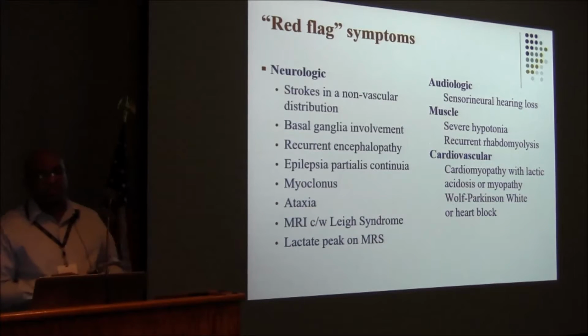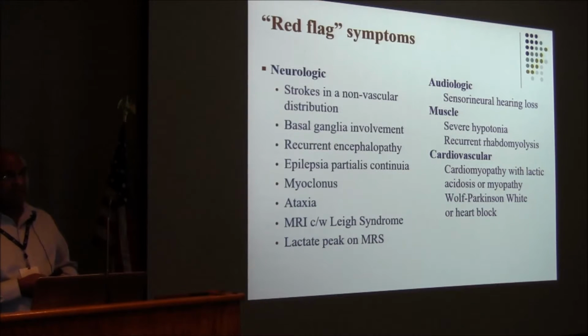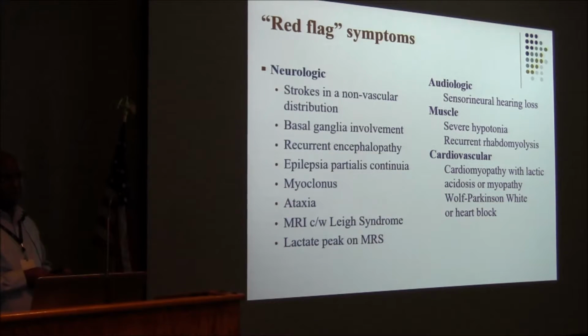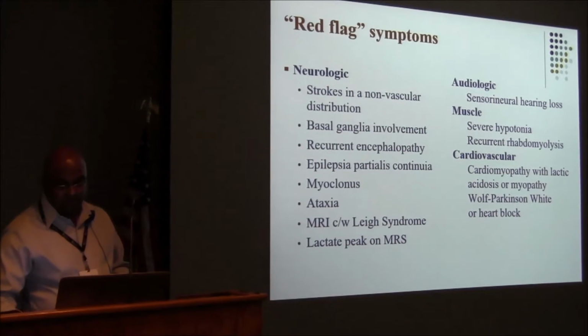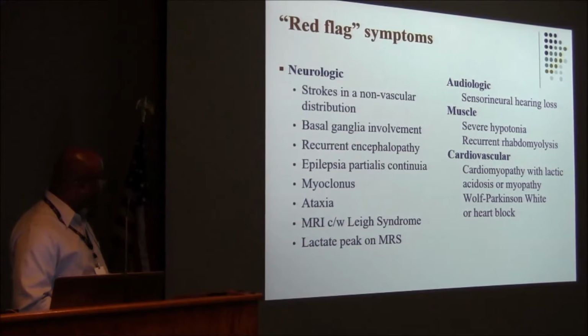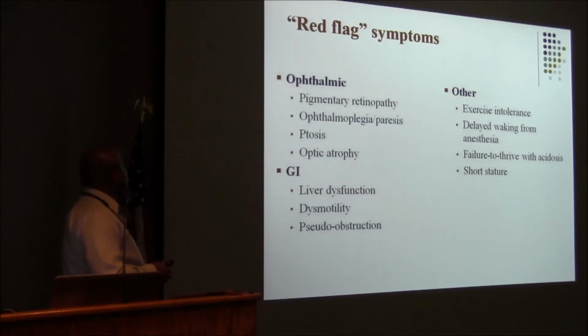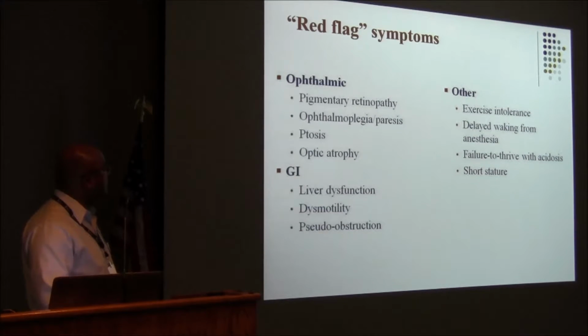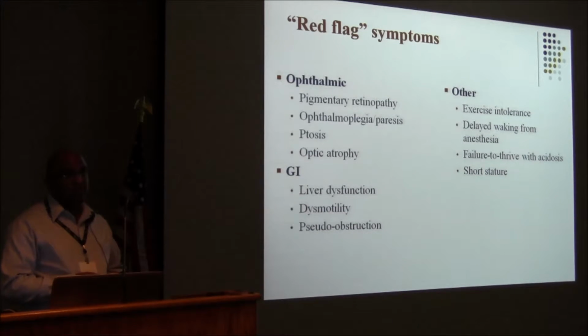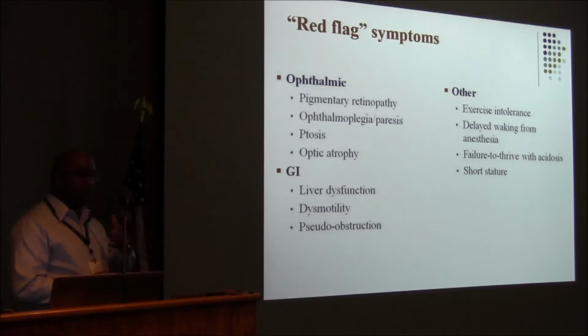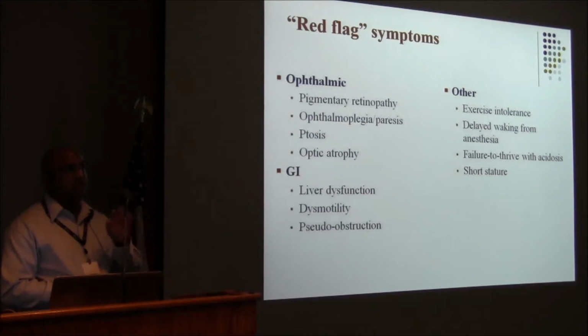And audiologically, you tend to see a bilateral sensorineural hearing loss, and muscular-wise, you see very severe hypotonia and rhabdomyolysis, and cardiac, you see cardiomyopathy, and a few other red flag symptoms. Ophthalmic, you see optic atrophy, and GI is liver dysfunction, dysmotility, and a few other non-specific ones. The most important one among that group is exercise intolerance.